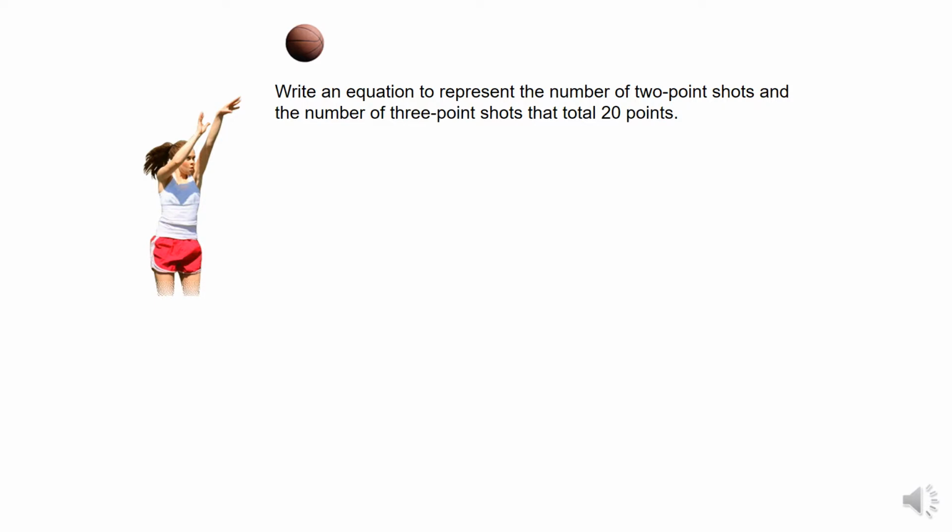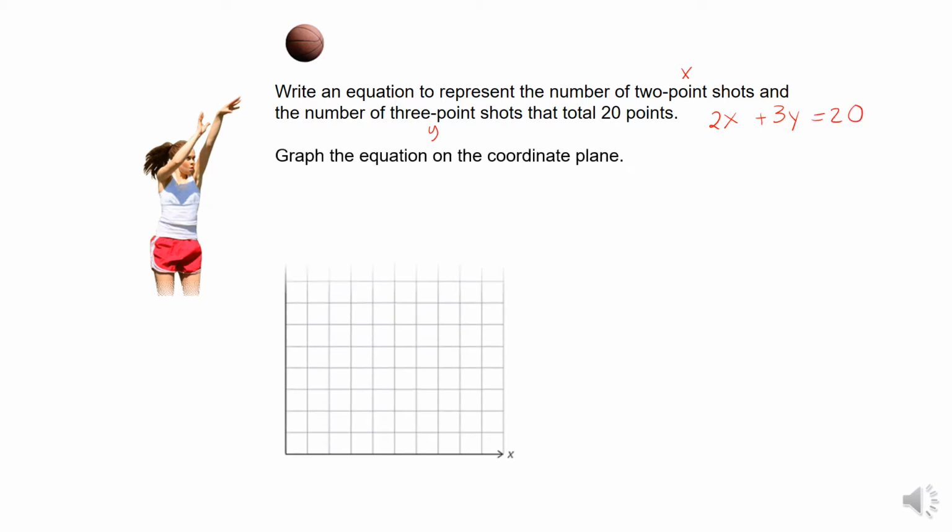Okay, let's write an equation that represents this whole scenario. We're going to call the number of 2-point shots x, and the number of 3-point shots y. And we want a total of 20. So we're going to go 2 times x, because they're each worth 2, and 3 times y, because they're each worth 3, and that's going to equal 20. So now what I want you to do is graph that equation on the coordinate plane.